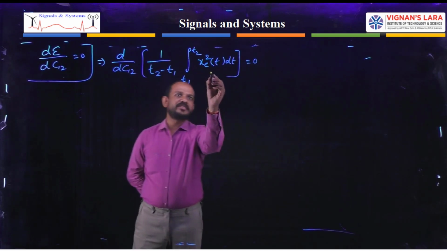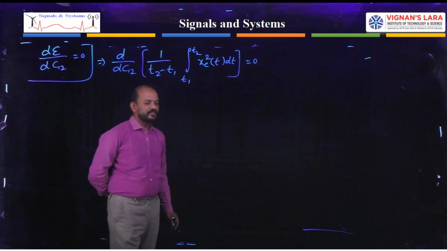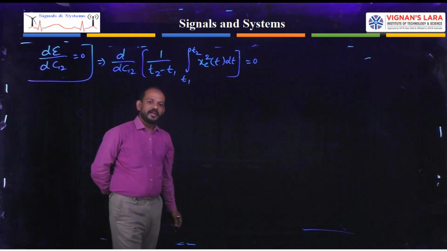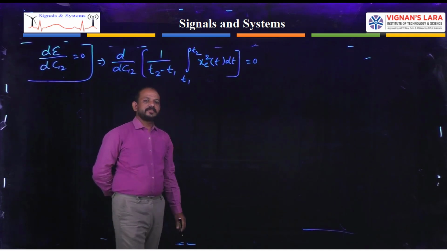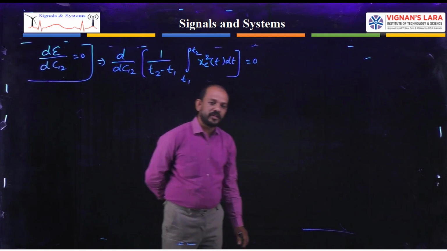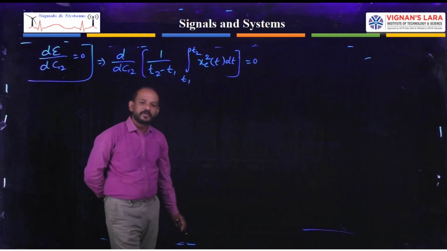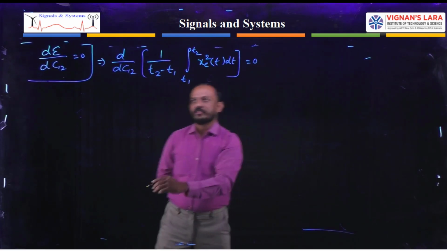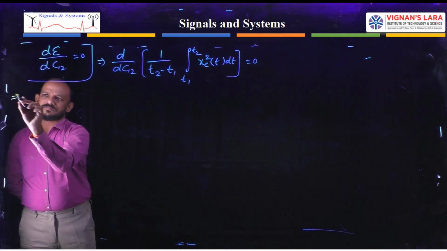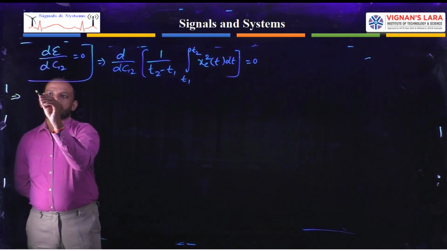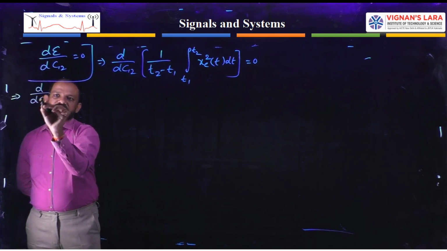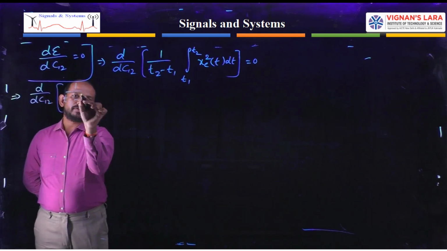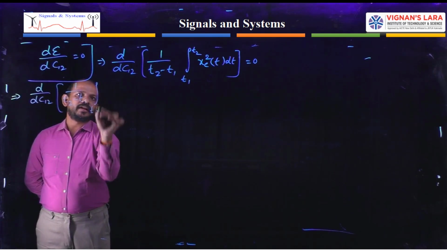So in place of e square of t, what can we write? In place of e square of t, we can write (x1 of t minus C12 x2 of t) whole square. So how does the equation change? The same equation becomes d/dC12 of 1/(t2 − t1) integral from t1 to t2.